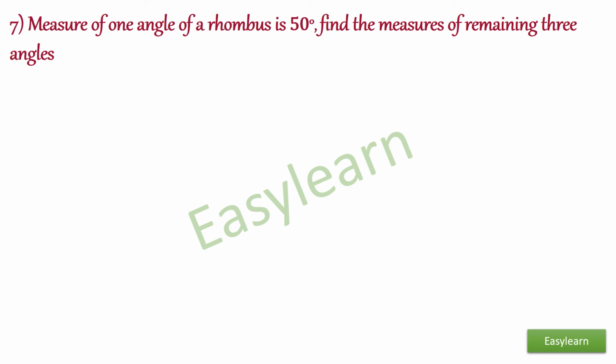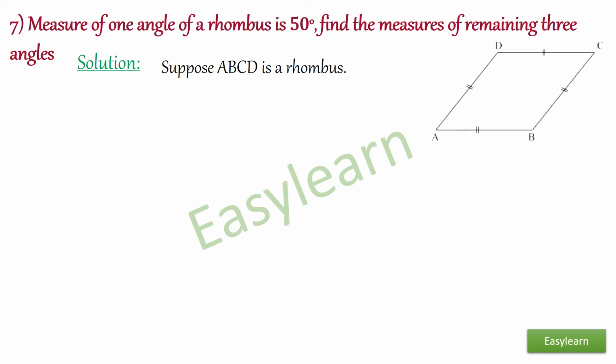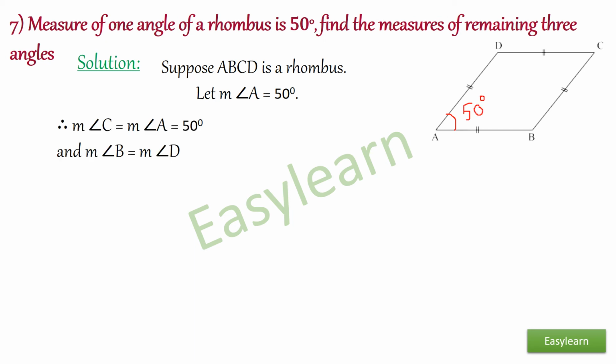Seventh question. Measure of one angle of a rhombus is 50 degree. Find the measure of the remaining three angles. So again they have given us the rhombus. So suppose ABCD is a rhombus. So measure angle A is 50 degree. So they have given measure angle A as 50 degree and you have to find the remaining angles.